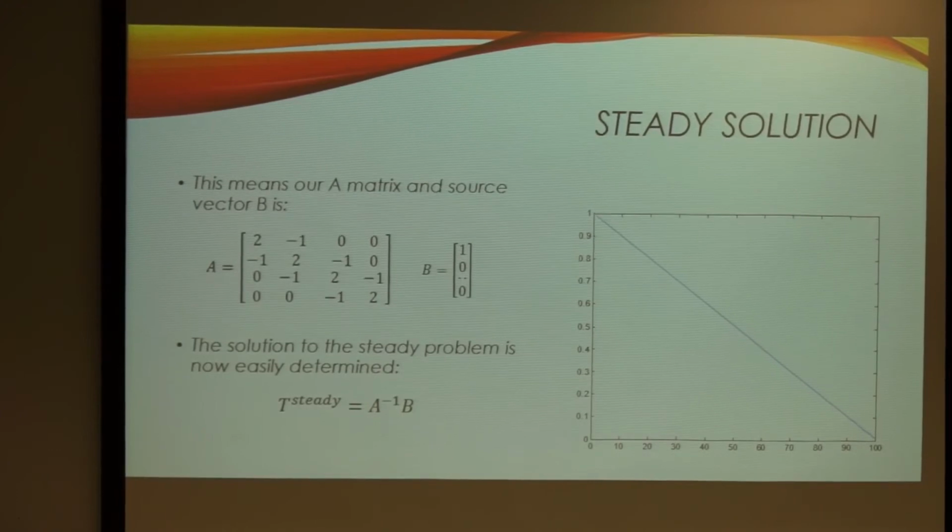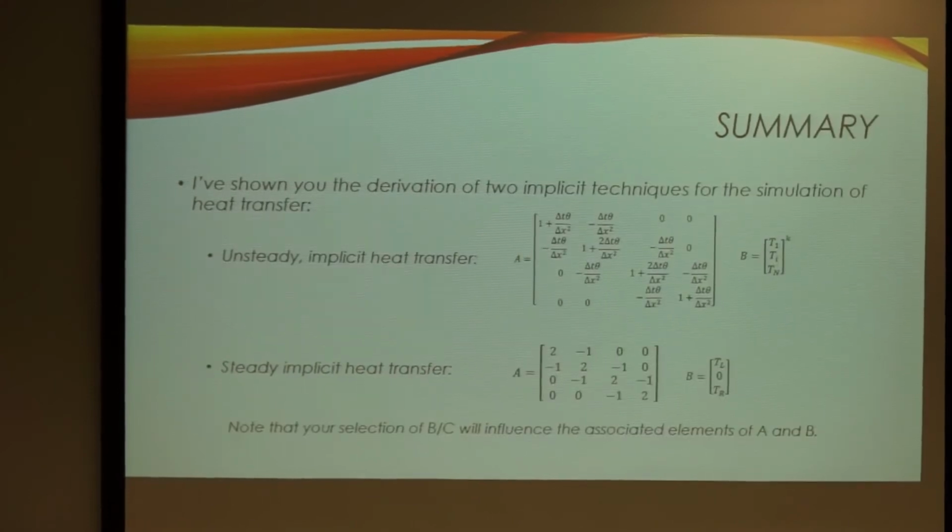So for unsteady heat transfer, your B matrix is the old temperatures. For steady heat transfer, your B matrix are the temperatures at the boundaries. That's basically it. So we can summarize now.